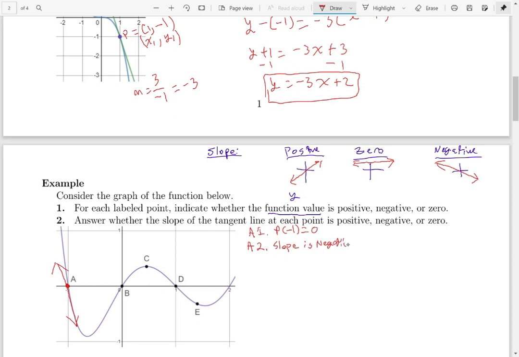Then, moving on to point B. Well, point B, that's actually the exact same situation we just talked about with A. B falls on the x-axis, so that is f of 0 is equal to 0. Then we're going to consider the slope of the tangent line. So sketch that tangent line in.